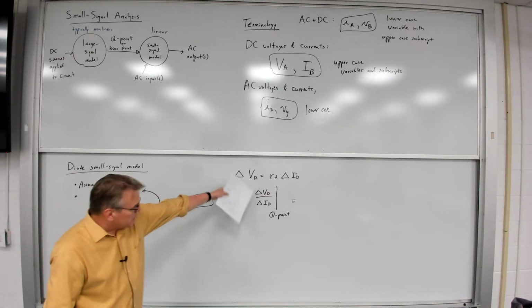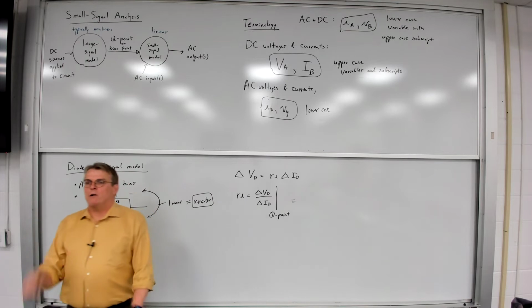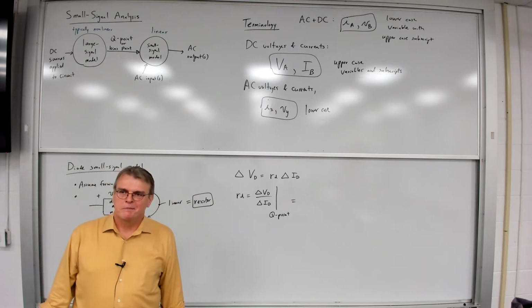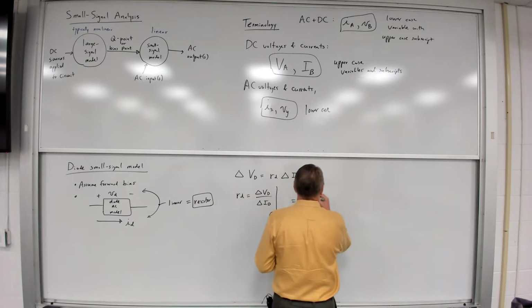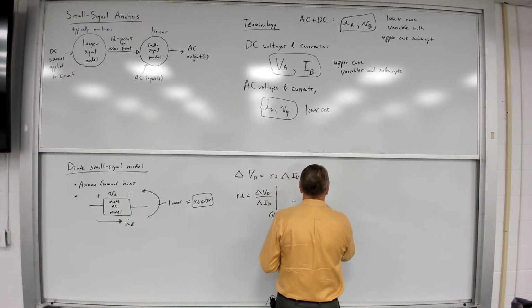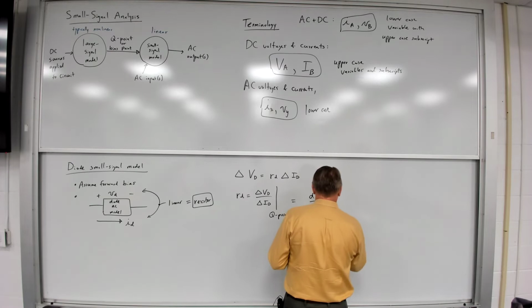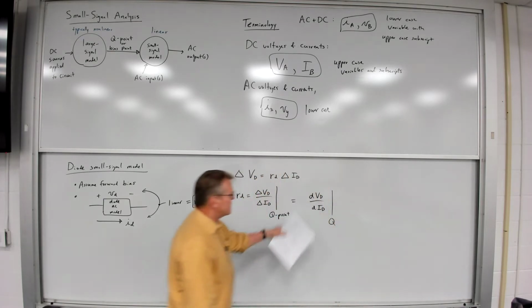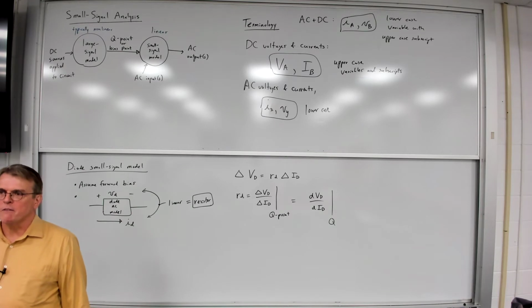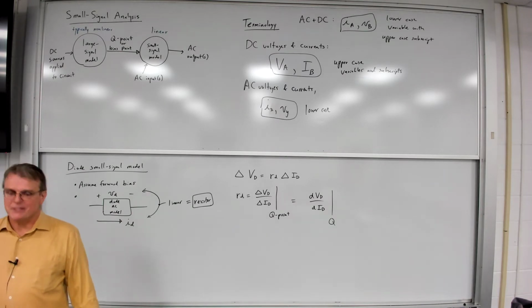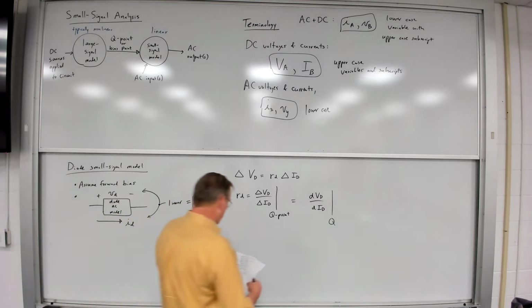Now, we make those deltas smaller and smaller and smaller. And what do we turn this into? Derivative, yes, exactly. So we're going to take those derivatives, and once again, we're going to evaluate the result of that derivative at some Q point, at some particular DC bias value. So let's go ahead and do that.